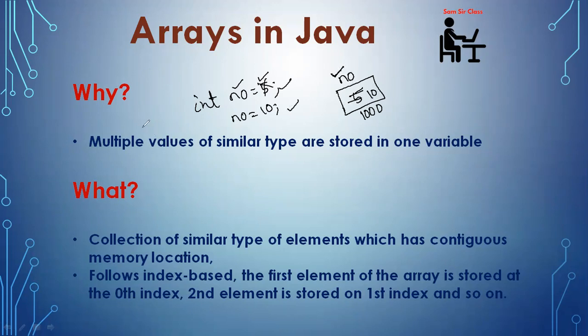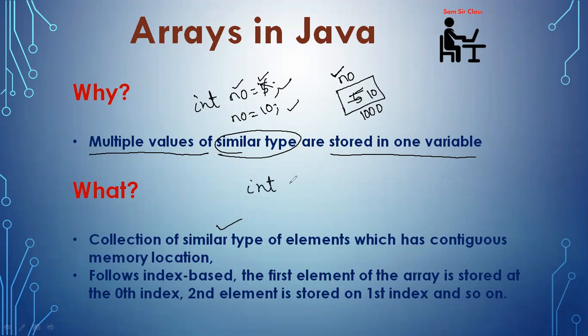So to overcome this drawback, the array concept has been introduced. Here, multiple values of similar type are stored in one variable. Okay, how that works we'll see. Now we can also say that a collection of similar type of elements which has contiguous memory location is known as an array. So in an array you have to provide which type of value you want to store and how many values you want to store.